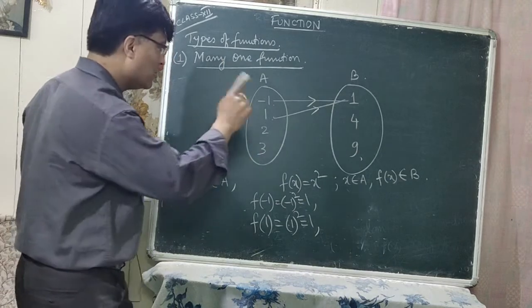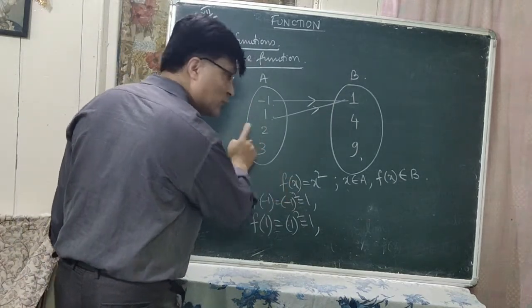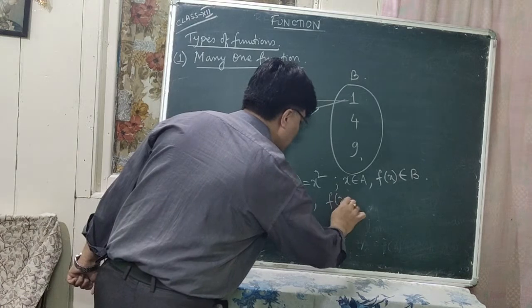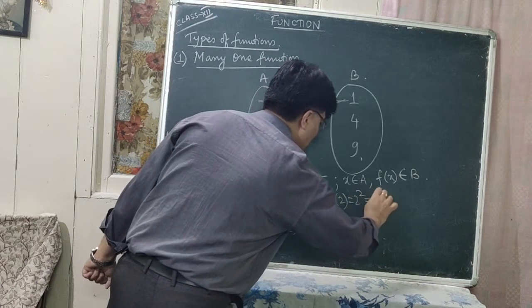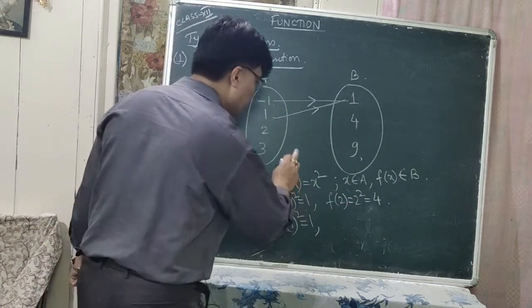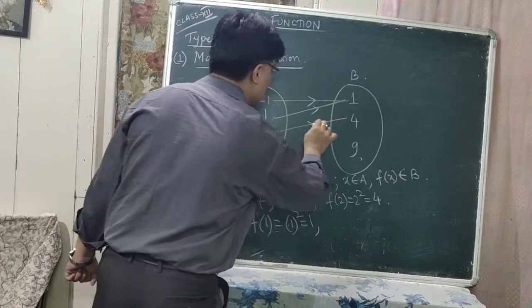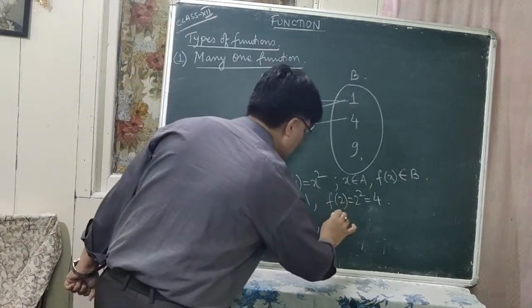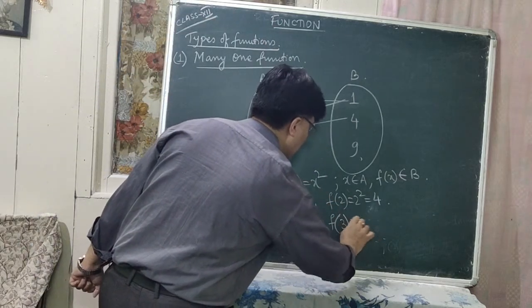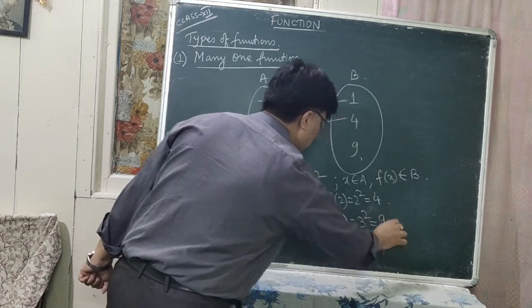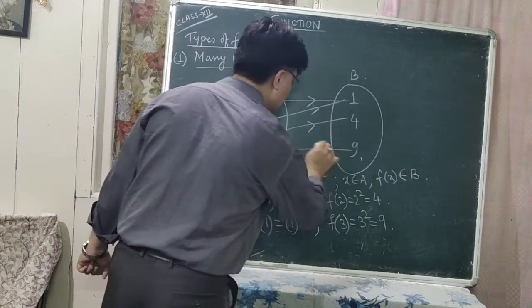Is that clear? Next, if you put x is equal to 2 here, f of 2 is equal to 2 square, which is equal to 4. Next, this 2 is related with 4. And f of 3, which is equal to 3 square, is equal to 9. That is, 3 is related with 9.